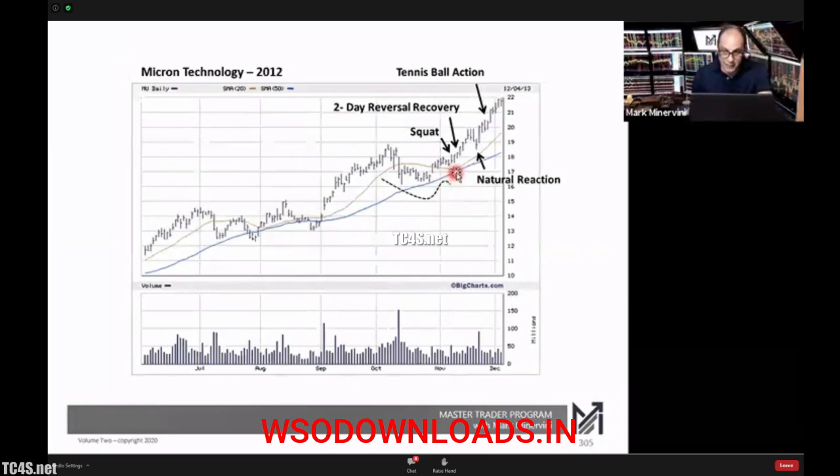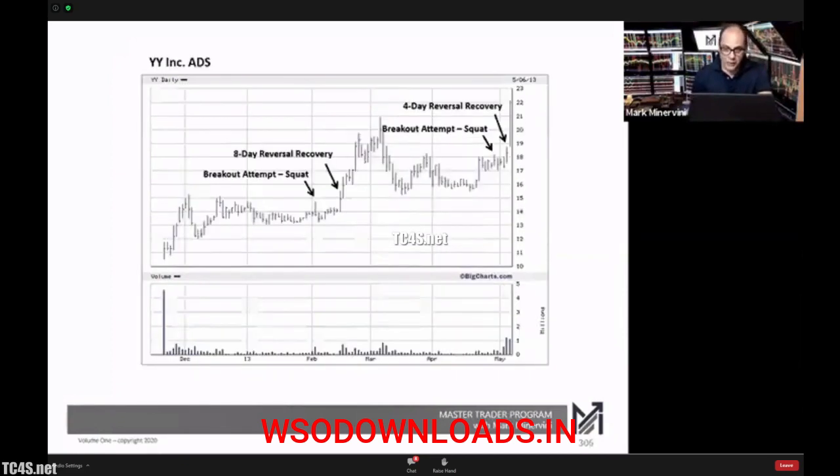The next day, it has a close at the high of the day, and then it starts to come out from there. And you can see it looks really great. It goes up 1, 2, 3, 4, 5, 6 days in a row. Natural reaction, tennis ball action. But if you got nervous here and you got knocked out just because it squatted, you would have missed that, of course.